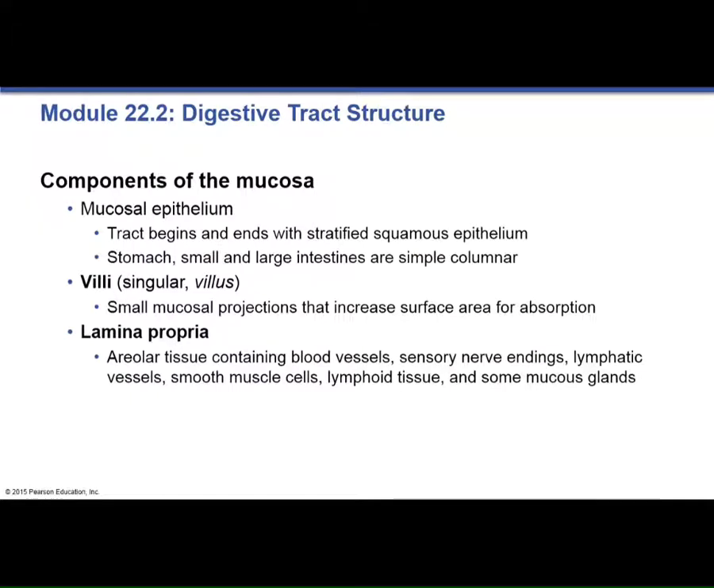The lamina propria is a layer of connective tissue, areolar connective tissue. Again, blood vessels, nerve endings, lymphatic vessels, smooth muscle cells, all of that is down here.